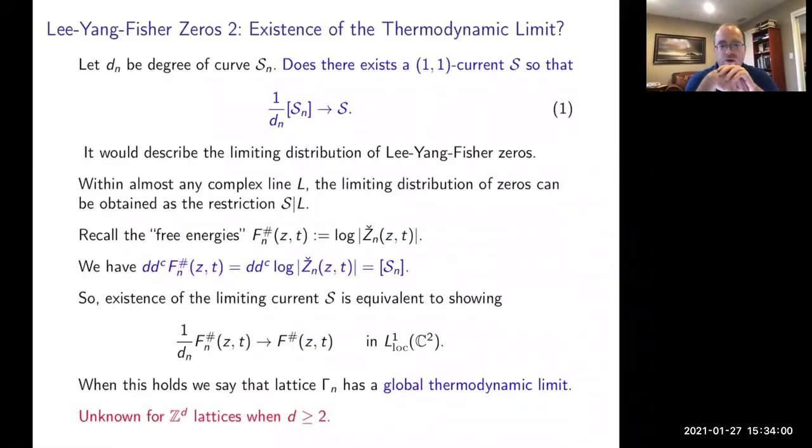Unfortunately, it seems to be unknown for all of the Z^d lattices when d is bigger than or equal to 2. So very little is known about it. On Friday, I'm going to talk about it for the diamond hierarchical lattice. So it's true for the DHL, which I'll be defining, I think, at the beginning of the talk on Friday.